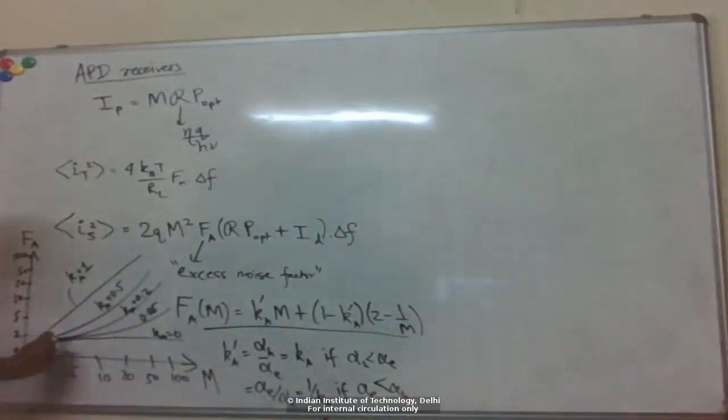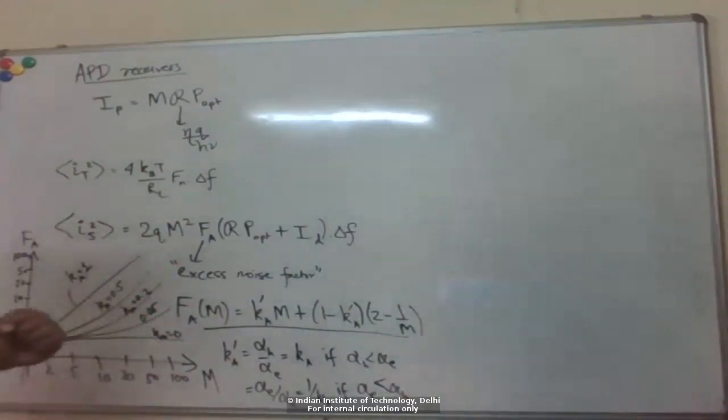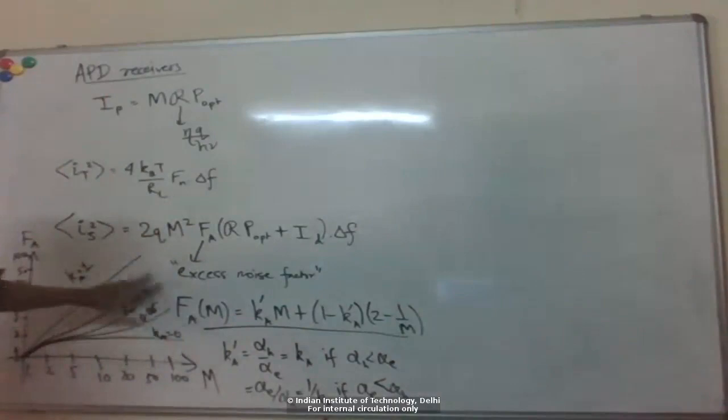Right, so that's why this is saturating to 2. Okay, so you can see actually you want as low a value of Ka as possible because your noise is lower, right? So this is a factor by which the shot noise is getting enhanced. And the best you can do is if this is equal to 2 at Ka equal to 0, right? And as you increase Ka, the noise keeps increasing.